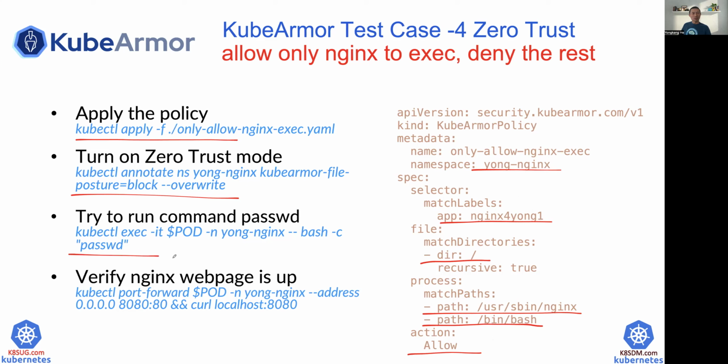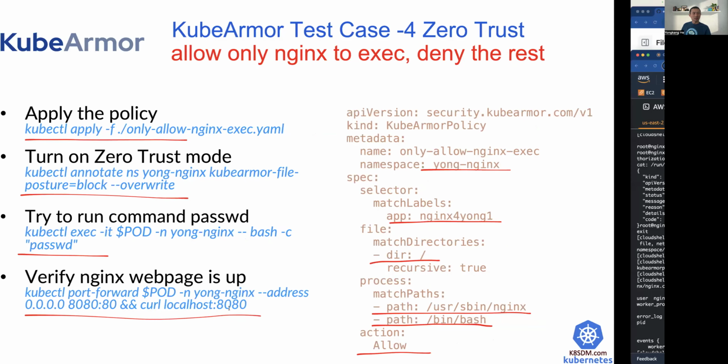And then you can try to run some command. Let's say I want to run the password command to change the password. You will see the error message, a permission denied. And finally, we can verify if my Nginx web application is still up and running.